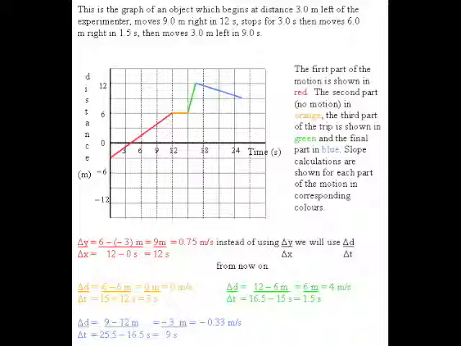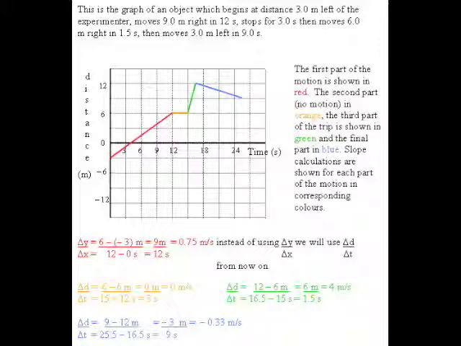In the green section, a slope is calculated, delta d over delta t, of 4 meters per second. In the blue section, a negative slope is found, negative 0.33 meters per second. This indicates that the object is actually moving backwards. Positive slopes forward, negative slopes backward. And in general, the slope of a distance versus time graph is the velocity.